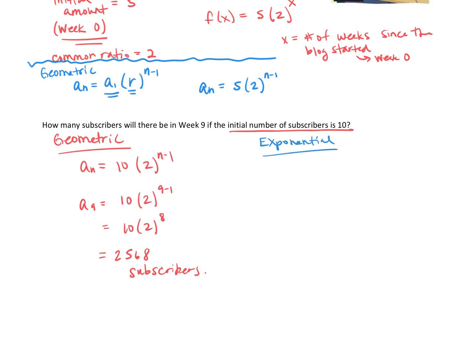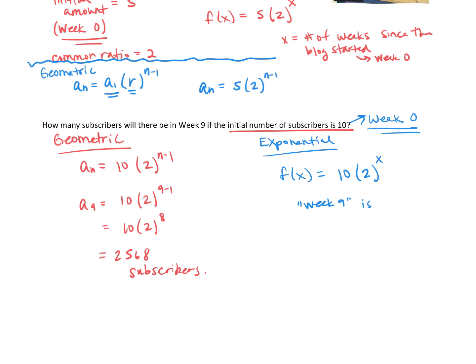So our exponential model would be f of x equals, what's the initial number of subscribers? 10, and we are doubling each week, and we're going to raise that to the x power. Now here's where it just gets a little bit tricky. If we're going to use an exponential model, we have to remember that the initial number of subscribers happens at week 0.